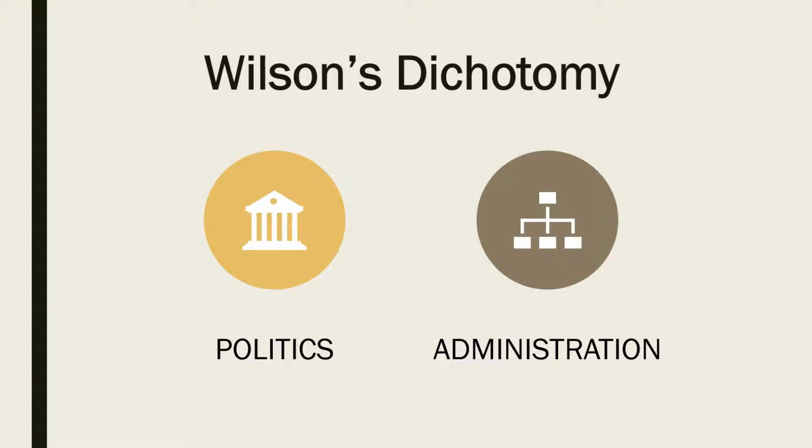We will start our discussion by quickly looking at Wilson's dichotomy, which is also known as the politics-administration dichotomy. In 1887, President Wilson wrote an essay titled The Study of Administration. Within that essay, he discusses dividing the government into two spheres, politics and administration. This work was done as a way to establish boundaries for public administration, which includes government. We will now take a closer look at Wilson's dichotomy.